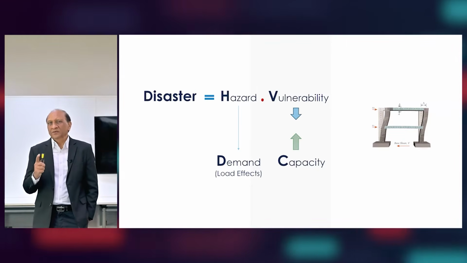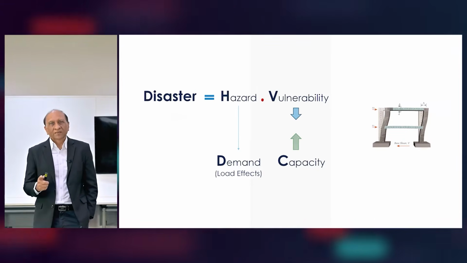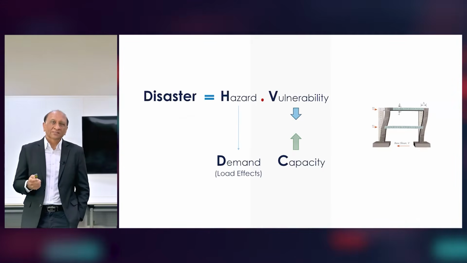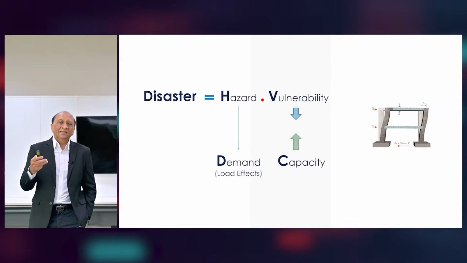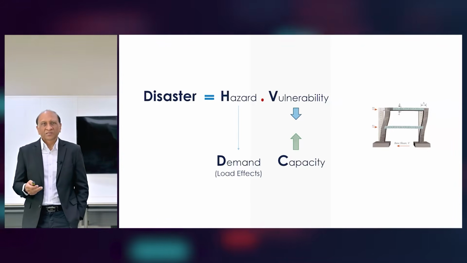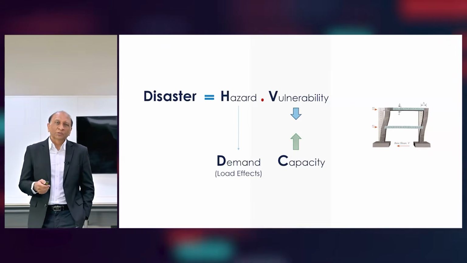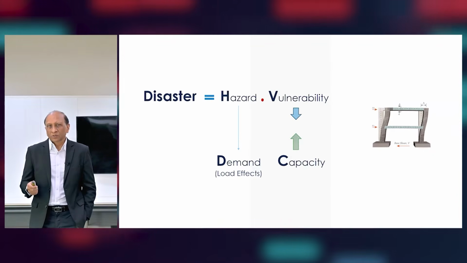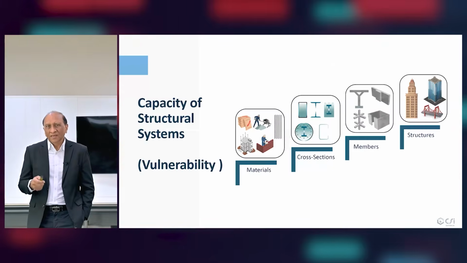And for the capacity, we are going to talk about two kinds of capacity: the strength capacity, or the traditional capacity from the code-based design procedures, and the enhanced capacity for deformation and so on that we can compute using other techniques. So let's get into that.